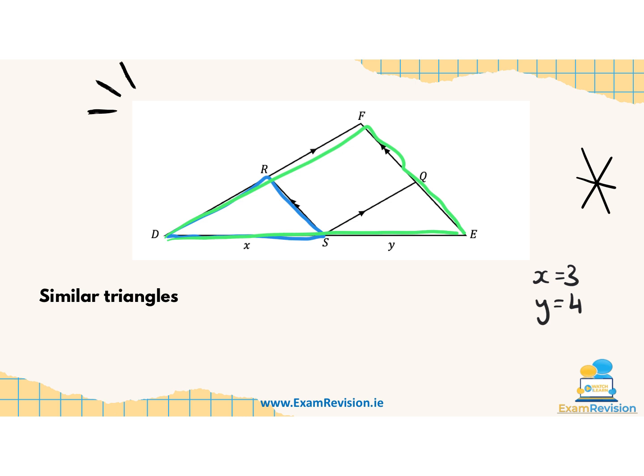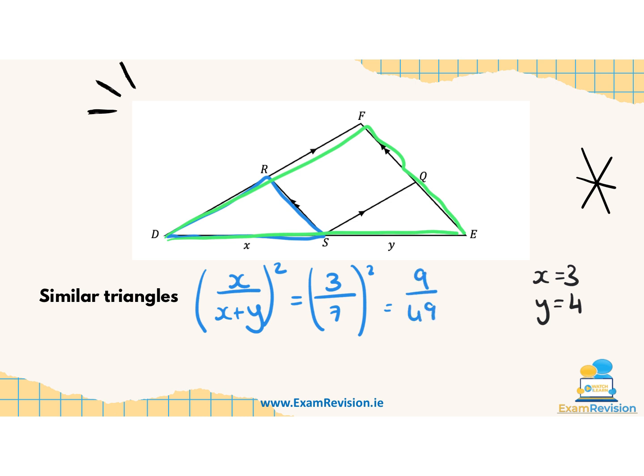So if I'm to write down my side ratio, it would be X, my smaller triangle, over X plus Y, that is the side for the bigger triangle. And that would be squared. That would be the ratio of it. And it's important to remember that the word ratio means you're going to be dealing with fractions, because ratio comes from the word rational, meaning rational numbers. So X for us is going to be 3 over X plus Y is 7. And then that's squared, which is 9 over 49. Now, as a decimal, that is 0.18. So the scale factor of the area of triangle DRS to the area of triangle DFE is 0.18.